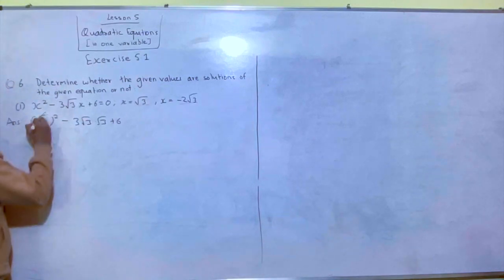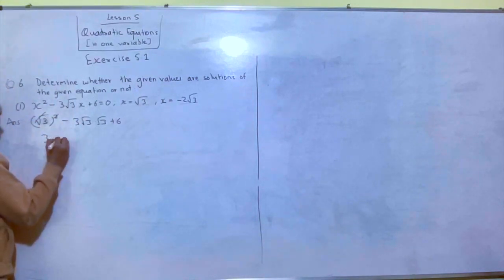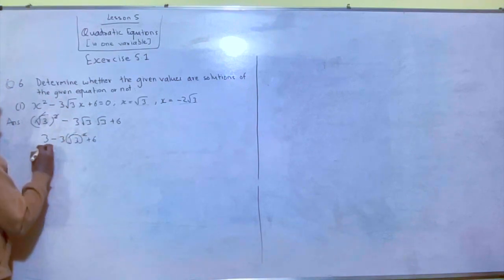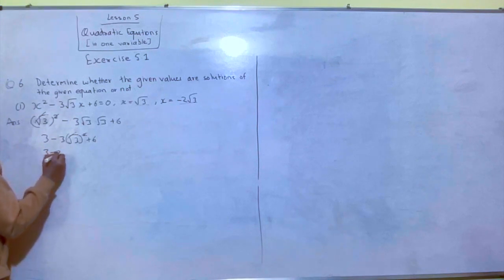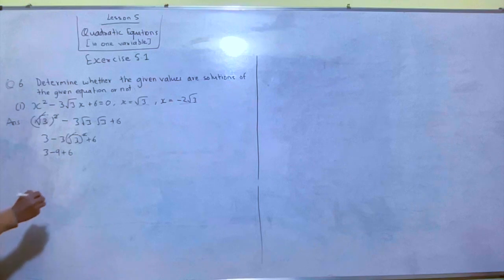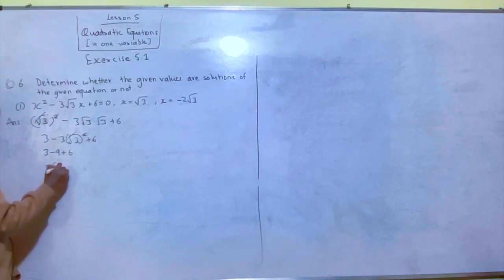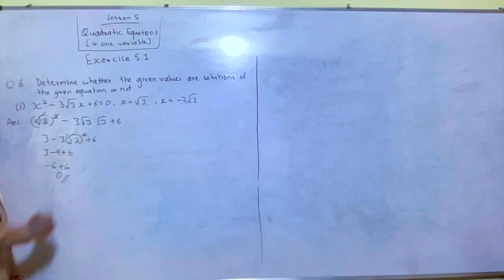Now here this gets cancelled. We get 3 minus 3 root 3 whole square. Again this gets cancelled, plus 6, and then we get 3 minus 3 times 3, which is 9, plus 6. Now when we do this, we get minus 6 plus 6, which is equal to 0.